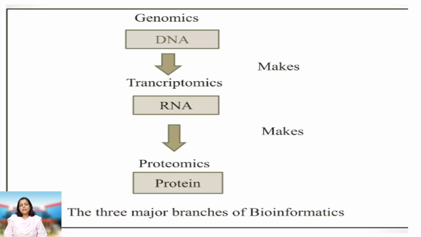Basically there are three major branches of bioinformatics: genomics, transcriptomics and proteomics. Genomics, as we all know, is the study of the whole genome of an organism, transcriptomics is the study of RNA, and proteomics is the study of protein sequences as well as protein structures. So DNA makes RNA and RNA makes proteins. And protein, as we all know, is responsible for all the functional activities of the body.